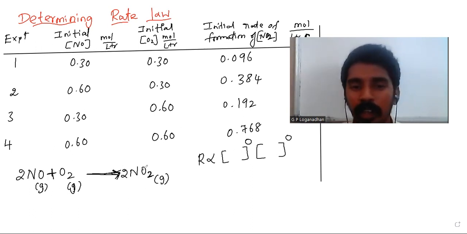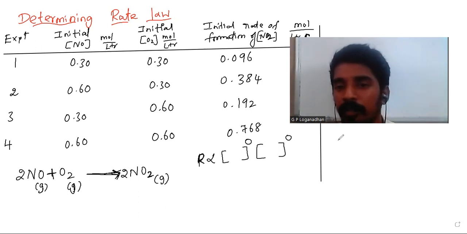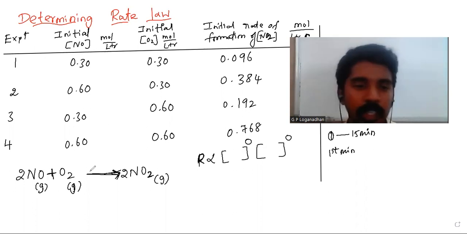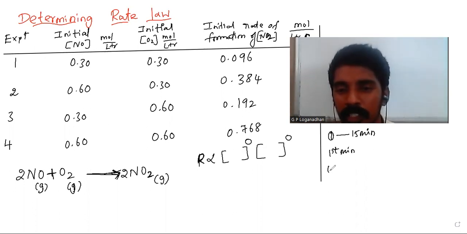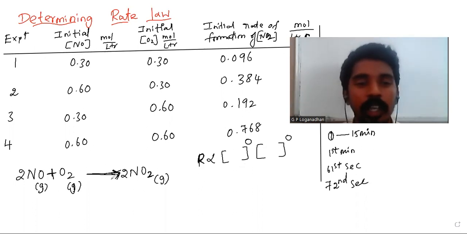This is the rate law, right? And what is the use of the rate law? The rate law can be used to find the rate of the reaction at any instant of time. If the reaction is happening for 15 minutes, that is considered 0 to 15 minutes. What is the rate of the reaction at the first minute? You can find it by using the rate law. What is the rate of the reaction at the 61st second? You can find it by using the rate law. What is the rate at the 72nd second? This one also you can find by using the rate law.